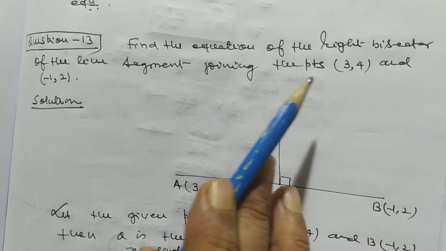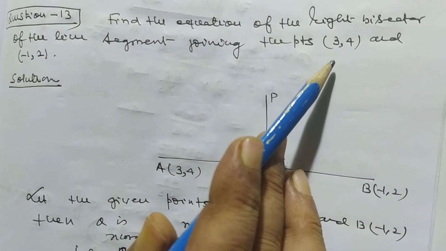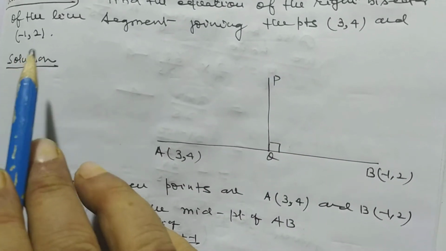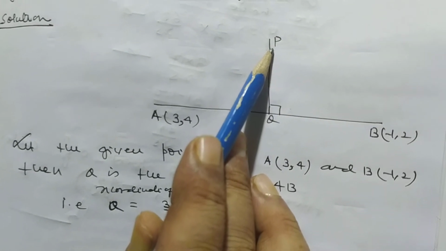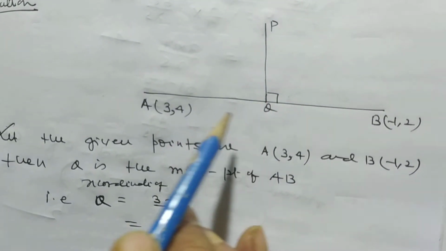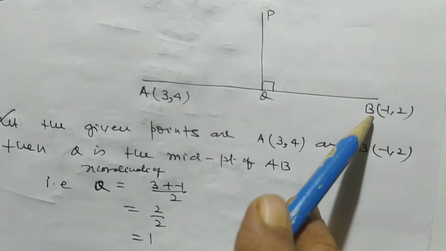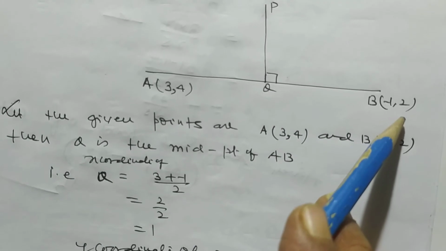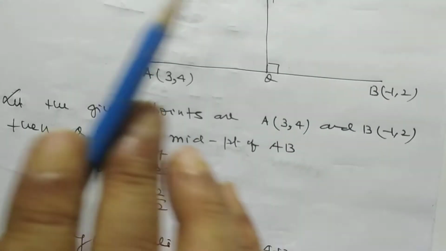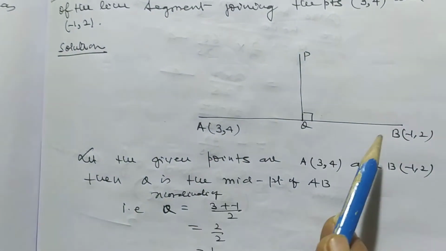So now I want to discuss problem number 13. Find the equation of the right bisector of the line segment joining the points 3, 4 and minus 1, 2. My dear student, P is a point and PQ is a line which is perpendicular on the line AB which passes through the point 3, 4 and minus 1, 2. Find the equation of the right bisector of the line segment. It is right bisector.